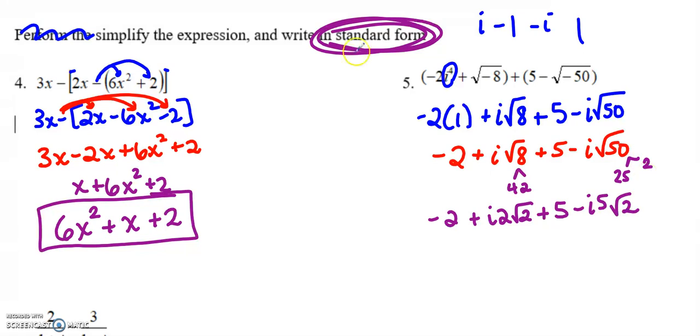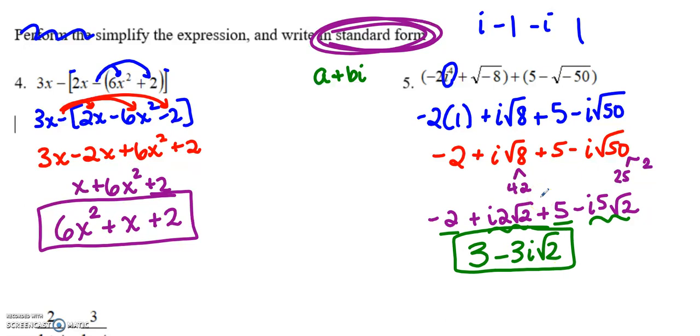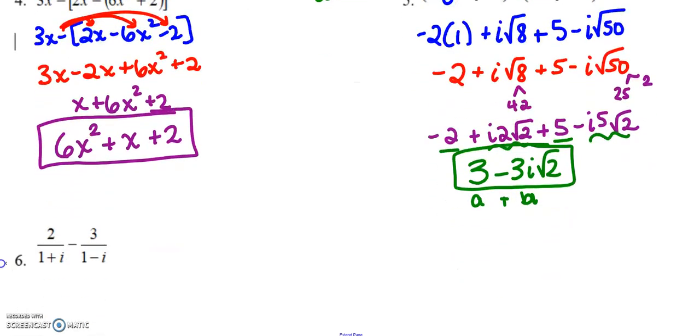So now standard form for an imaginary number, for a complex number, is going to be a plus bi. So I need all my real parts, which is negative 2 and 5, which combine to make 3. And all my imaginary parts, these are actually like terms. They both have radicals with 2, and they both have i's. So I have 2 of these, and I have minus 5 of these. So that's going to be minus 3i root 2. They're kind of unusual like terms, but they are like terms. And notice this is in real plus imaginary.